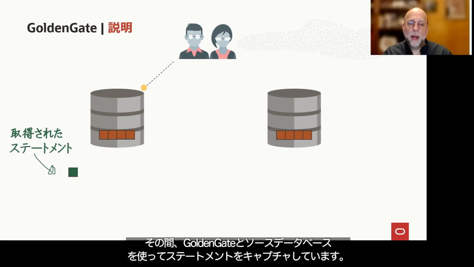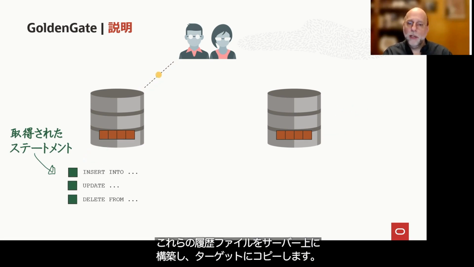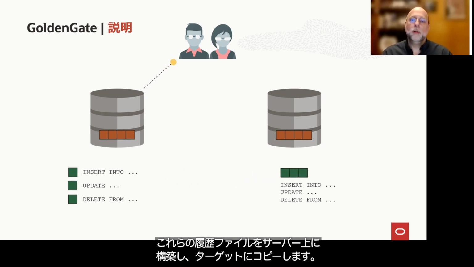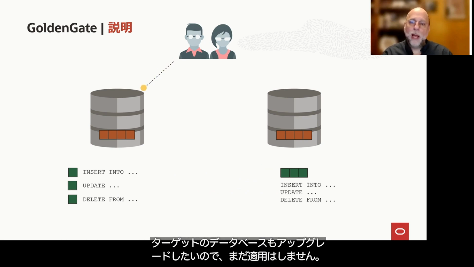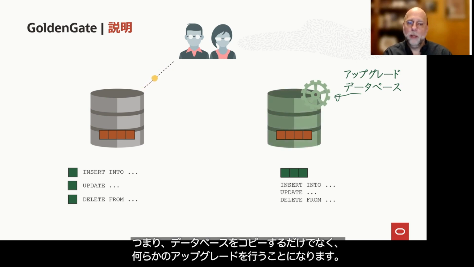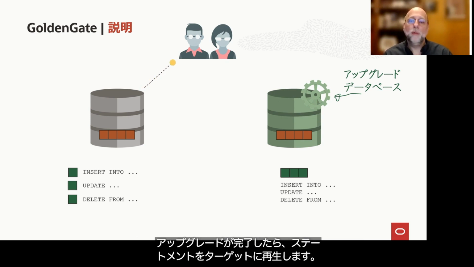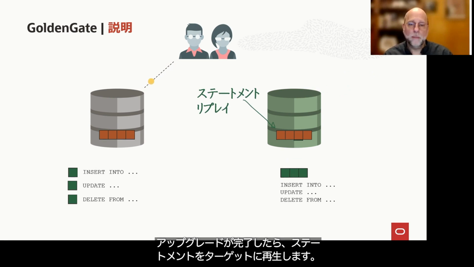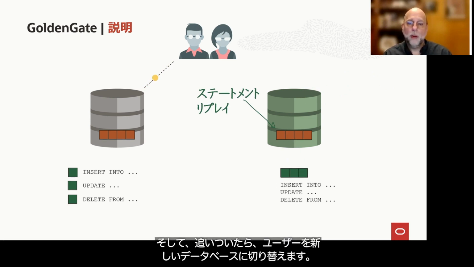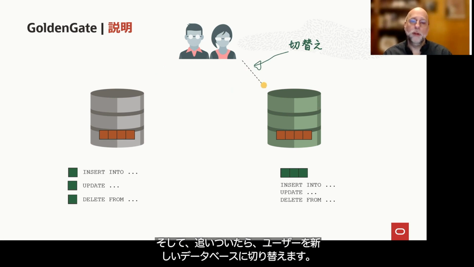All the while that that's happening, we're capturing statements with GoldenGate on the source database. So we're building up these trail files on the server, and then we copy them over to the target. Now, we don't apply those yet because we also want to upgrade our target database. So not only are we copying the database over, but maybe we're doing some sort of upgrade. It could be that data pump import. It could be a backup, restore, and upgrade. Once that is done, then we replay the statements into the target. And once we've caught up, then we switch the users over to the new database.